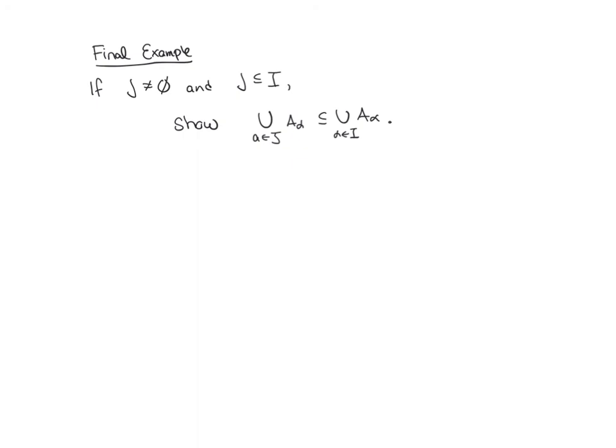All right, so let's do one final example. This one's kind of a tough one, so make sure you're ready for it. We have a special case here where J is some set that's not empty, and it's a subset of I. So I'm just going to go ahead and pre-draw a picture here. So I'm going to have a J set sitting inside an I set.